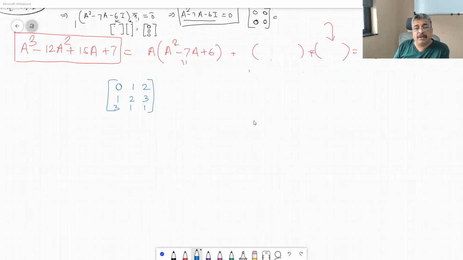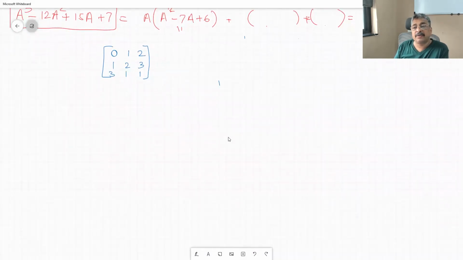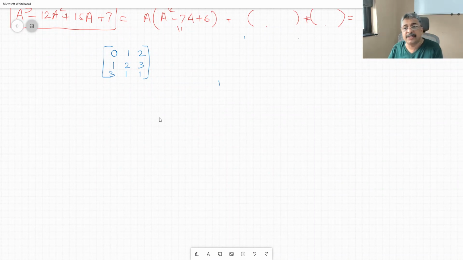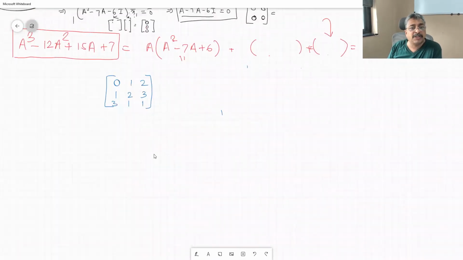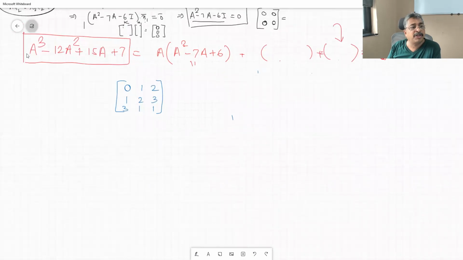Okay, we are not proving the Cayley-Hamilton theorem. We are not getting into details of the proofs, but we verified that if you substitute capital A, that is the matrix, in place of lambda, it satisfies the characteristic equation. And that theorem, even if unproved, might be useful to us in getting the value of a high degree polynomial in matrix A, like I am demonstrating here, A cube minus 12A square plus 15A plus 7.